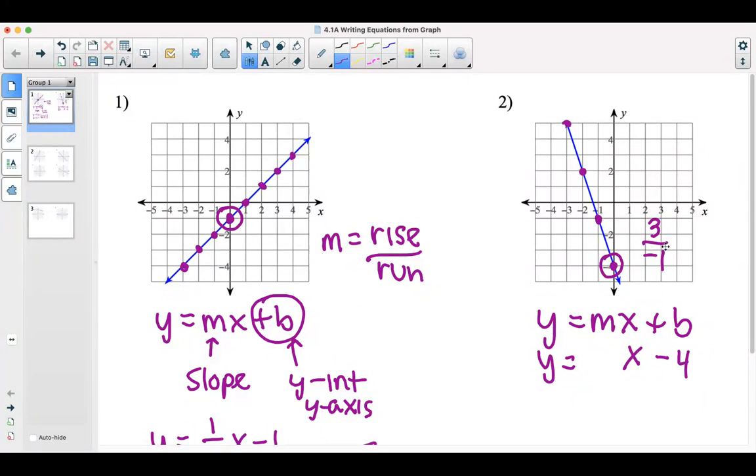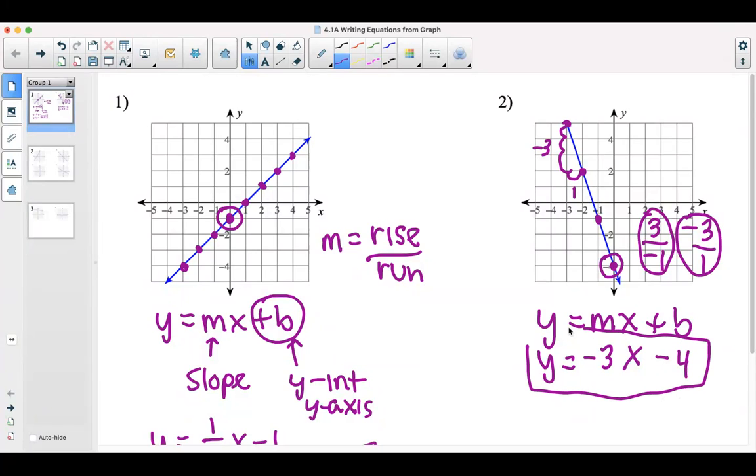Now, another way we could look at this is starting on these points and working from left to right. So here I'm going down 1, 2, 3 and right 1. So that's a -3 and a +1. So either direction you do it, -3 over a +1, these two fractions here mean the exact same thing. And because they're over 1, I could just say it as -3. So there is my equation of that line.